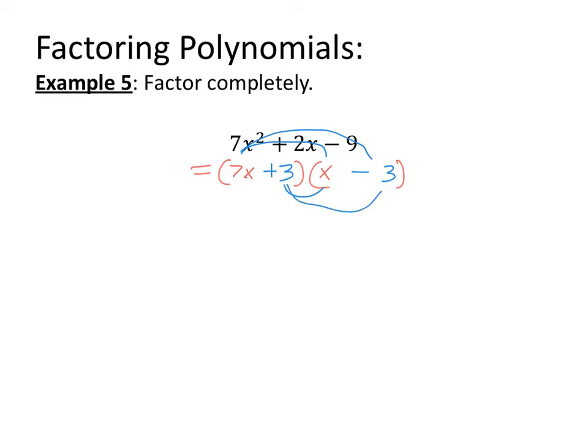Again, we always want to check just to see if this works. 7x times x gives me 7x squared. And then 7x times negative 3 is a negative 21x. 3 times x is a positive 3x. And then 3 times negative 3 is negative 9. If you multiply that out and you look at these middle terms here, there is no way that is going to add up to our 2x that we want it to. So that combination clearly didn't work. And it wouldn't have mattered if I would have made the other one positive or the other one negative. That just doesn't work. And so we're going to have to try something else.